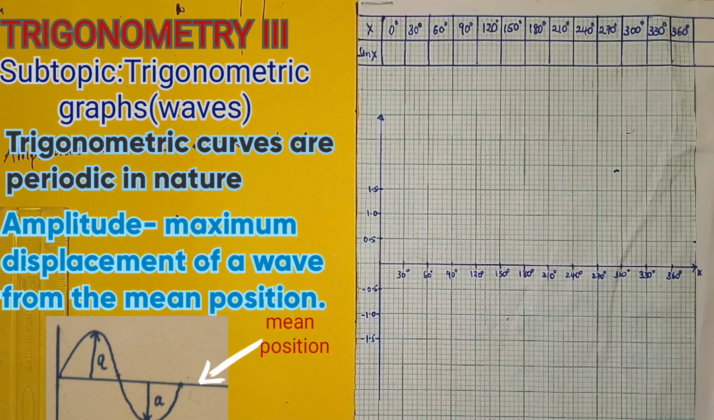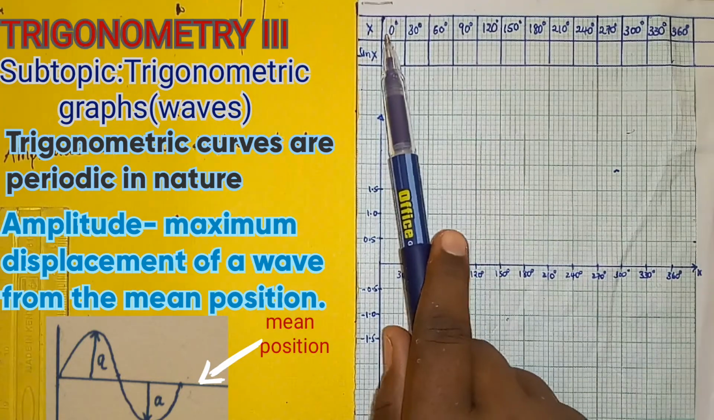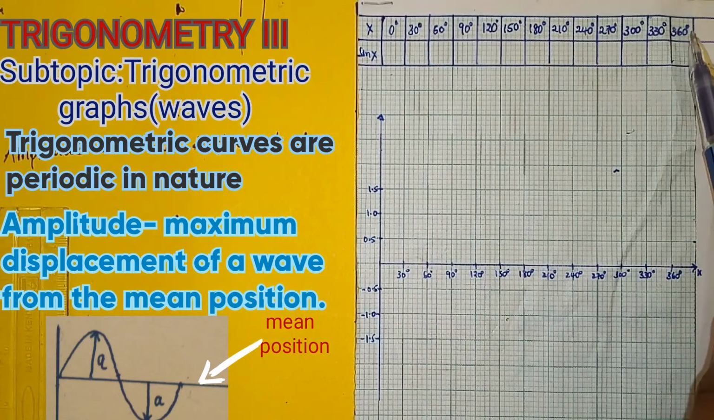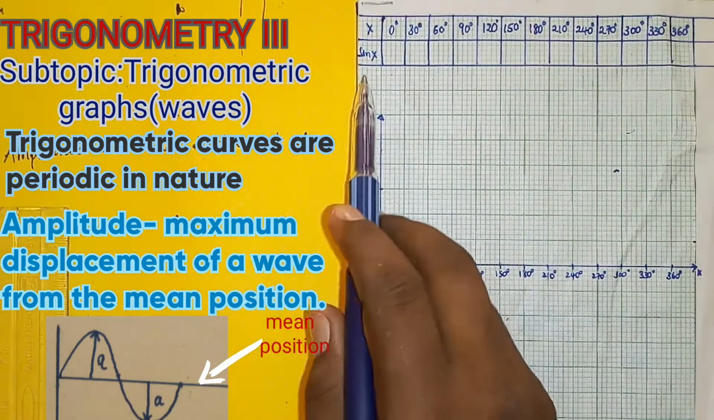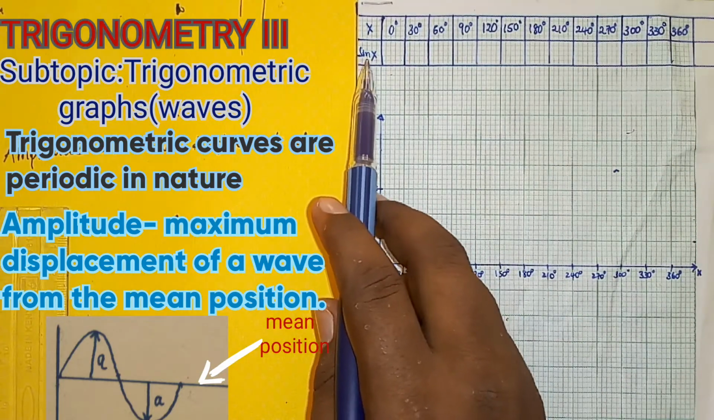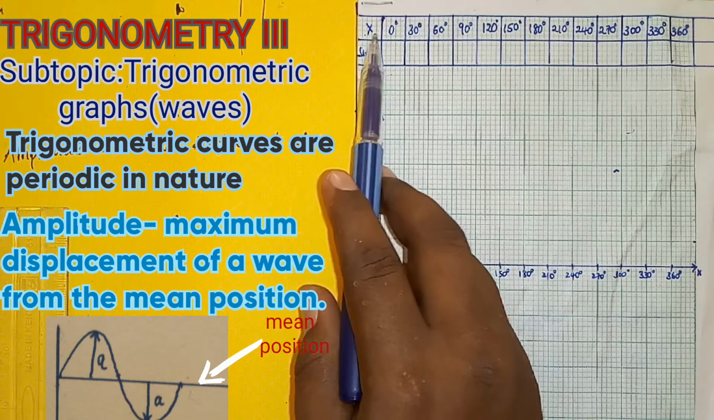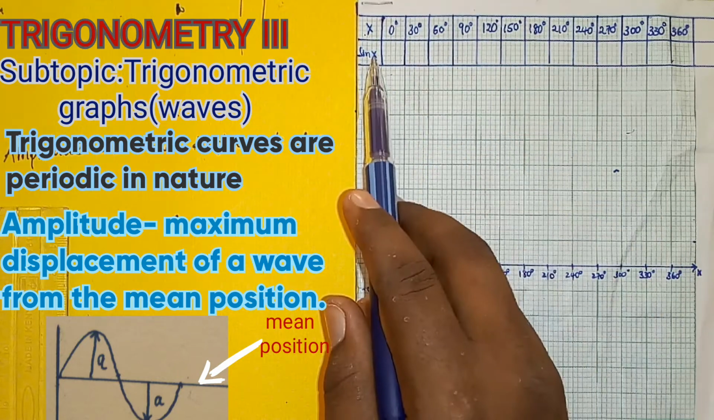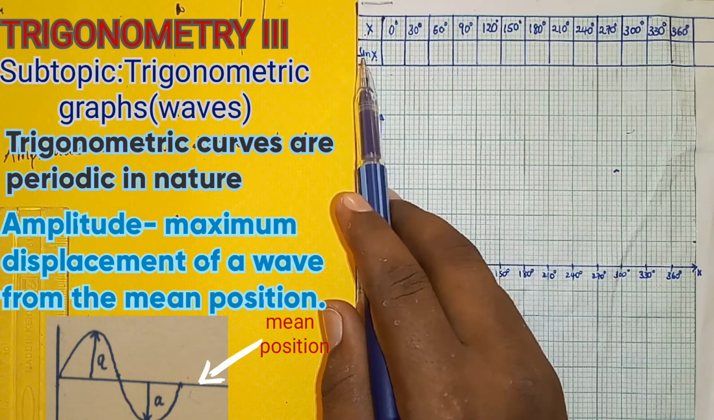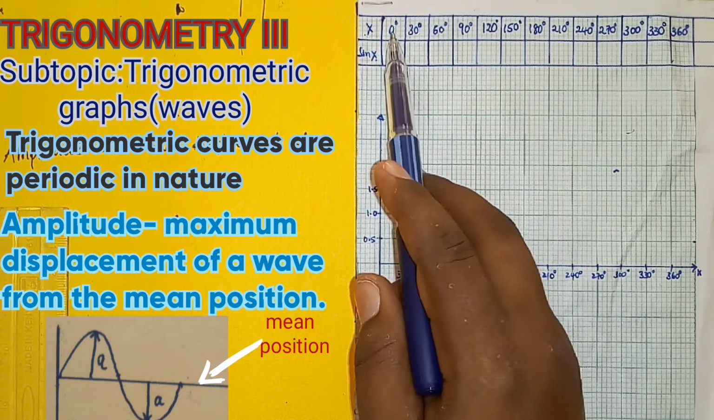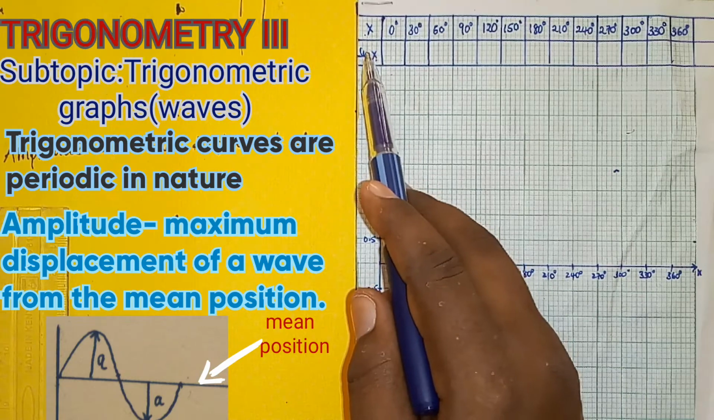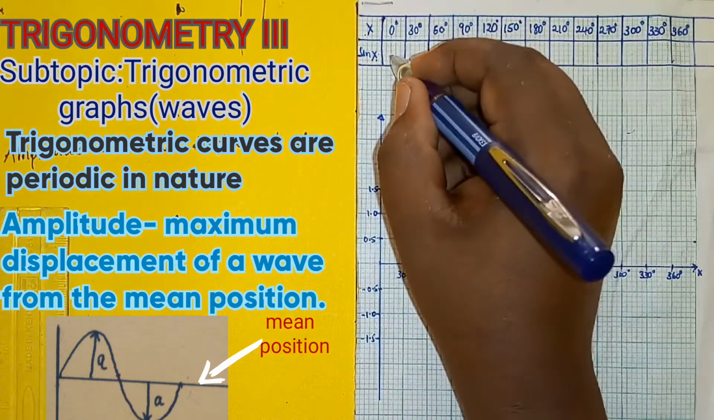Let's now plot our graph, and the value of x ranges from 0 degrees up to 360 degrees. Now we have to get the value of y, and the value of y is equal to sine x, and we have the values of x here. We start when x is 0. So sine 0 is going to be 0.